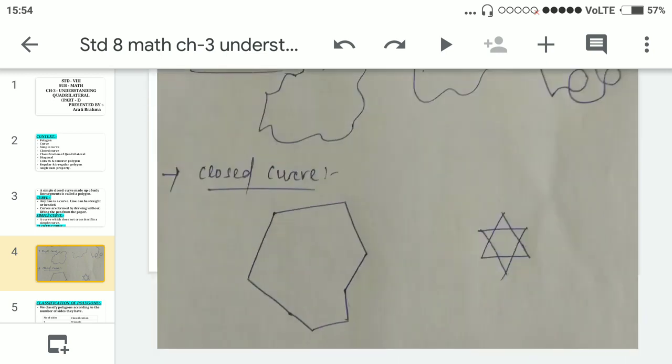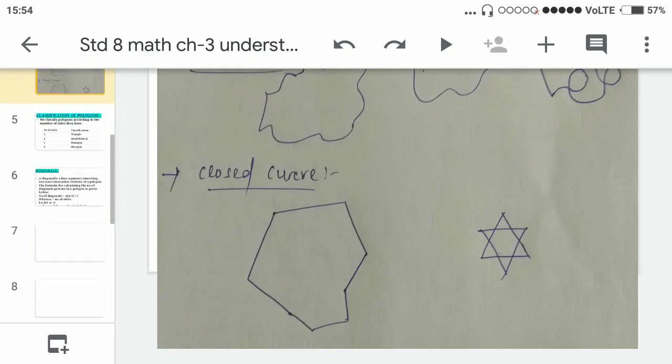Then what do you mean by closed curve? See, in the first figure the starting point and ending point are both closed, so it is a closed figure. But in the second case, though it is closed, it doesn't mean it is simple closed, because the curve is intersecting in nature. So it is not referred to as a simple closed figure, but it is closed in nature.